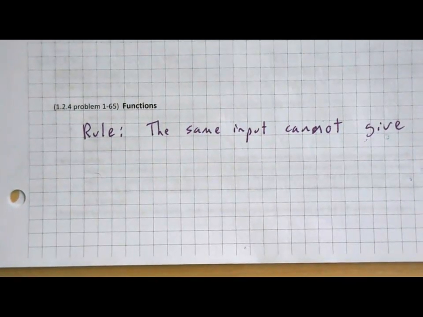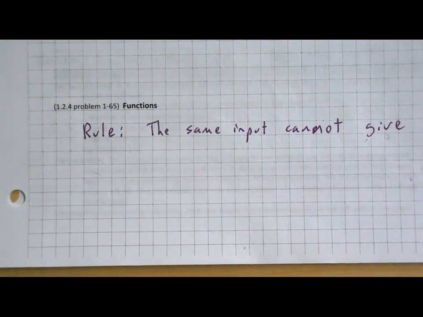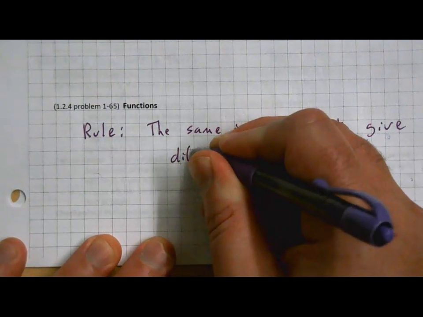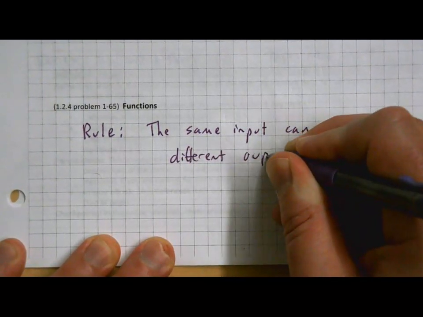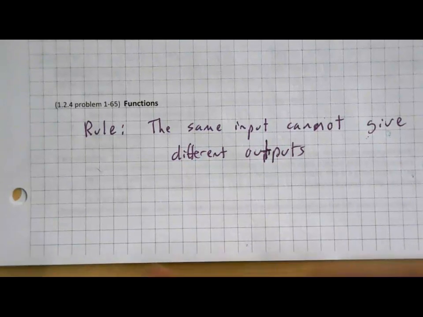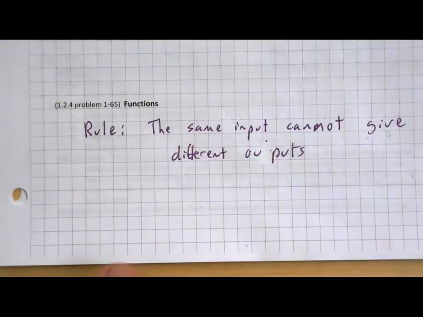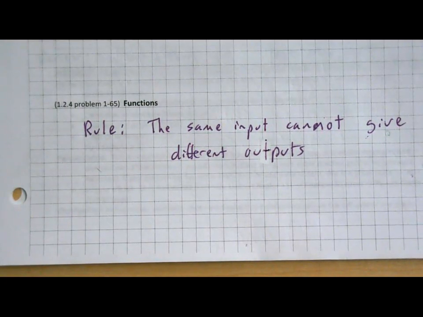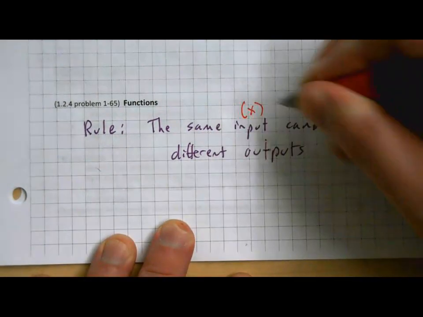Would somebody like to finish that sentence for me? The same input cannot give different outputs. Was that what you were going to say too? Awesome. The same input cannot give different outputs. I'm having trouble spelling today. The same input cannot give different outputs. And a lot of times when we're talking about inputs and outputs in this class, we're going to be talking about X and Y.